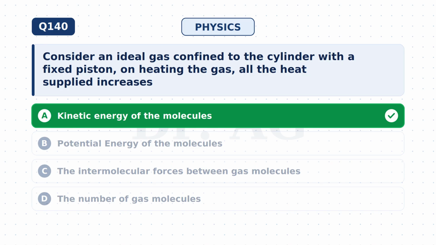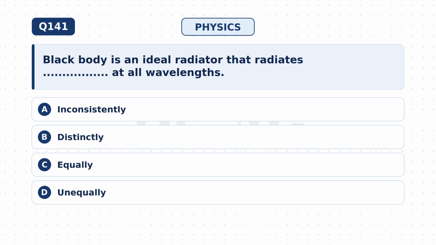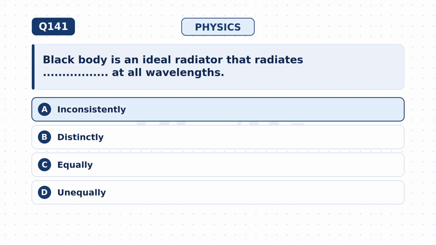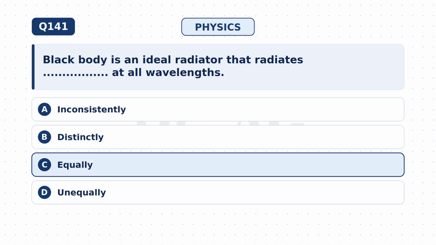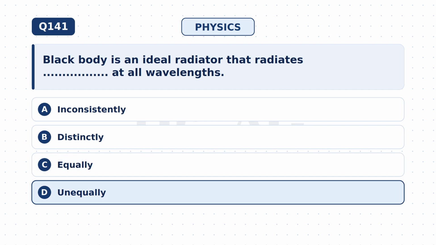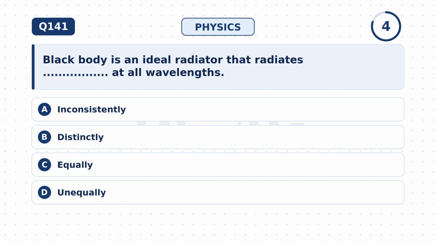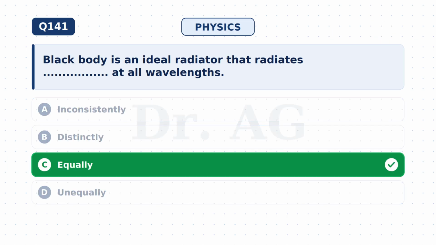The correct answer is A, kinetic energy of the molecules. Question 141. Black body is an ideal radiator that radiates at all wavelengths. Option A, inconsistently. Option B, distantly. Option C, equally. Option D, unequally. The correct answer is C, equally.